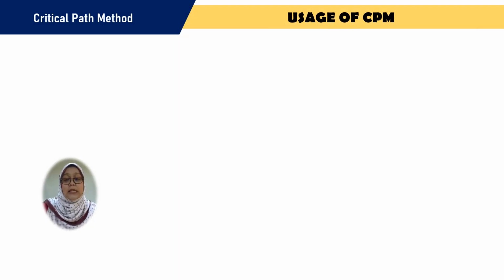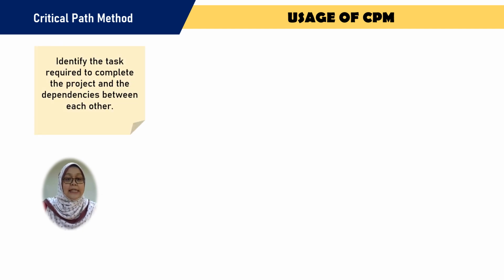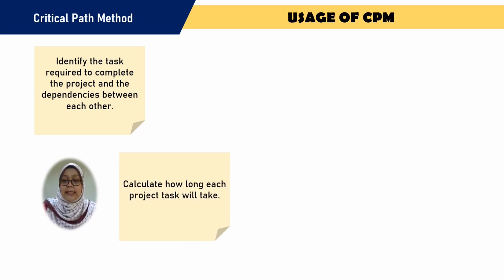Next, we go to the usage of CPM. Basically, we have 5 usages of CPM, which is to identify the tasks required to complete the project and the dependencies between each other. Then, we use CPM to calculate how long each project task will take.